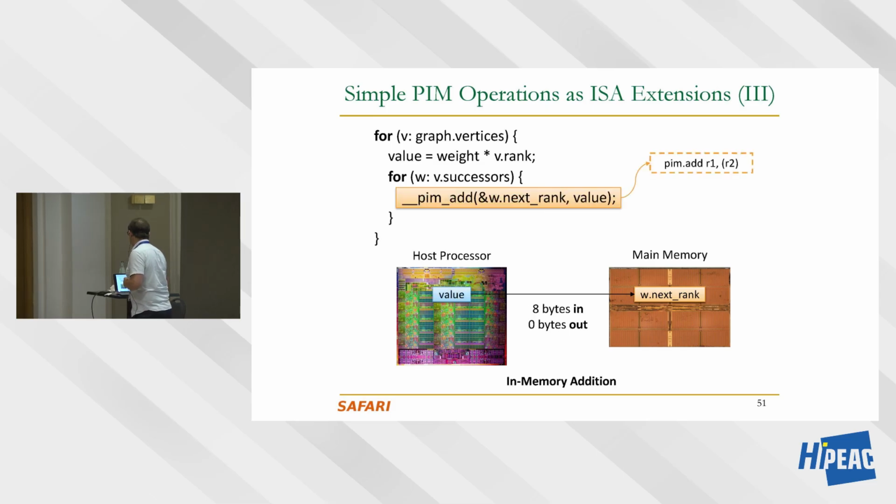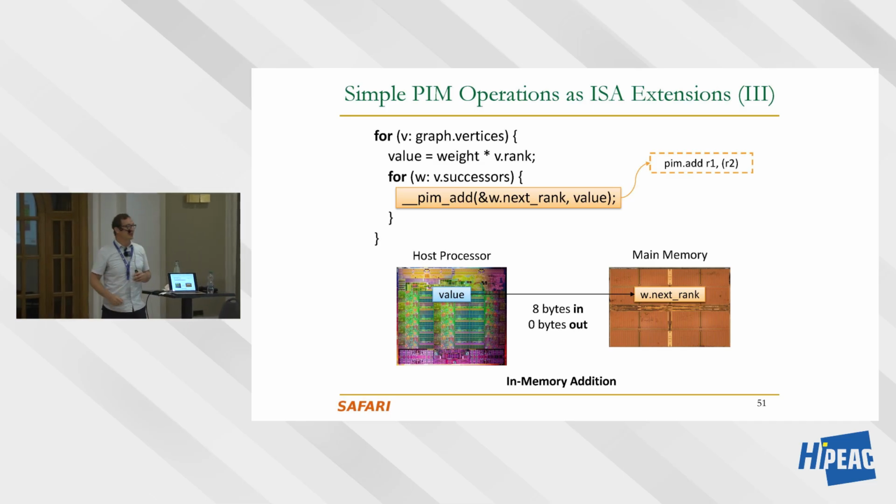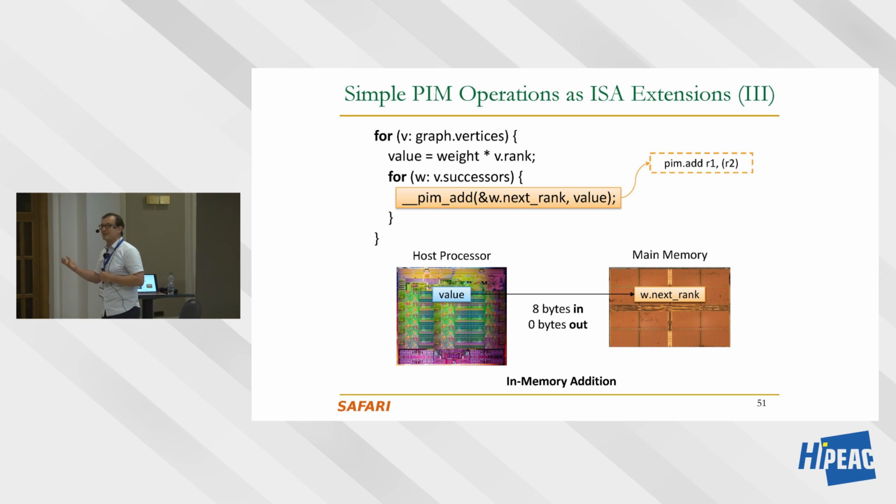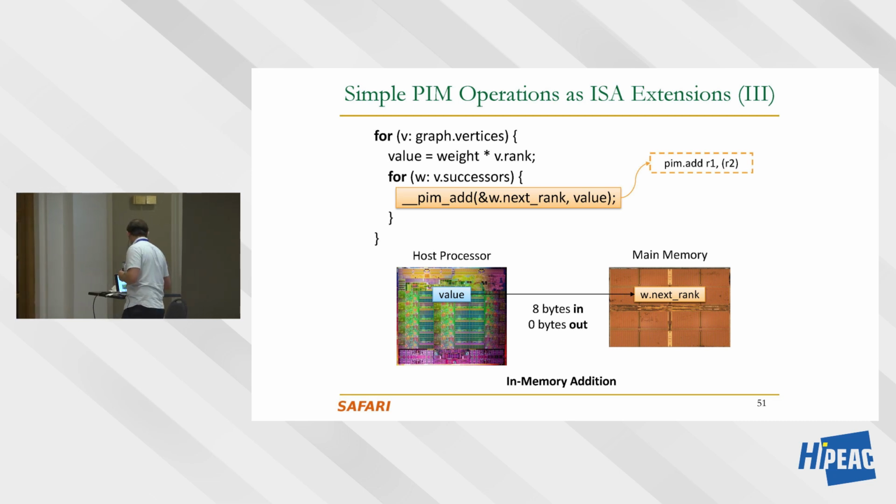Now, if you change this to a PIM-enabled instruction, you can just simply send the value. This is the PIM add instruction over here, and the value can be very small. It doesn't need to be a cache block, basically, right? It's really 8 bytes only. So you're reducing the bandwidth by 16 times in this particular case. So that's the goal. The benefits can still be large, even though the changes are relatively small.